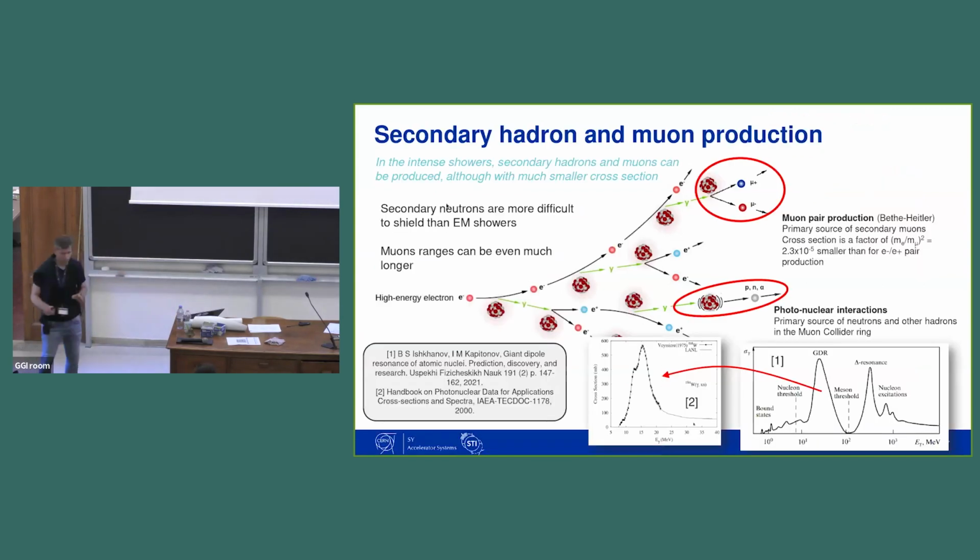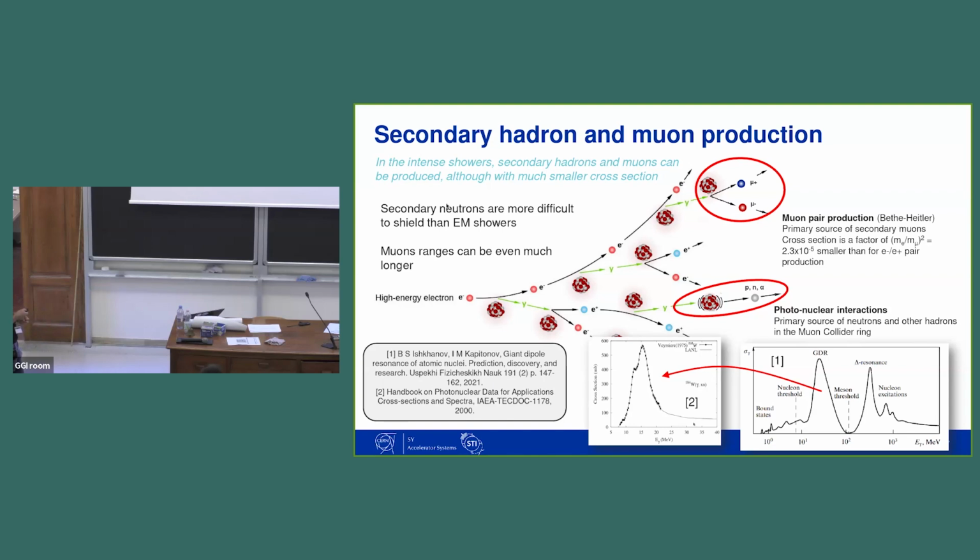But it's not only showers, there are also other particles produced. We can produce in particular secondary hadrons and muons. The main channel to produce muons is simply muon pair production in the Coulomb field of the nuclei. The main process is the Bethe-Heitler process, so we call them Bethe-Heitler muons. The cross section is of course much smaller than for electron-positron pair production. So this muon production happens with a much lower cross section, so we produce much fewer of them, but the muons are, of course, much more penetrating.